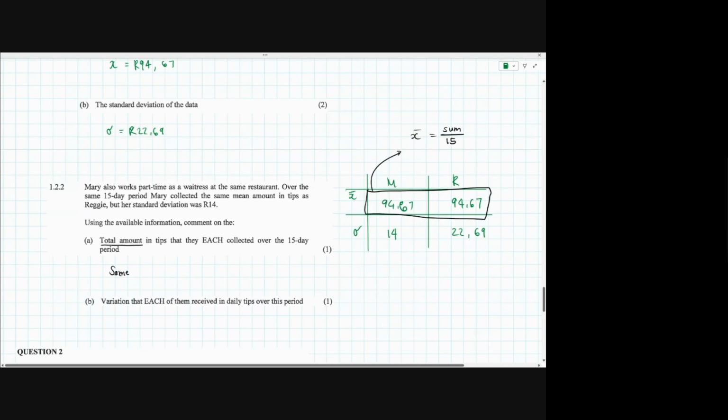Okay, that was trying to say same, but it didn't really work. Let's try that again. All right. So the same total, because the averages, or the mean, was the same.